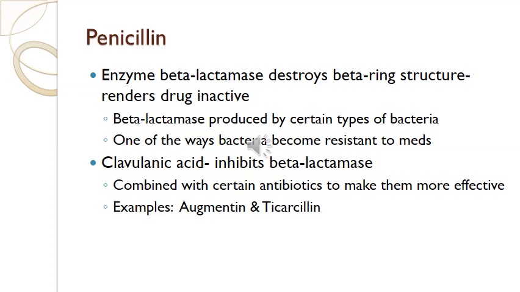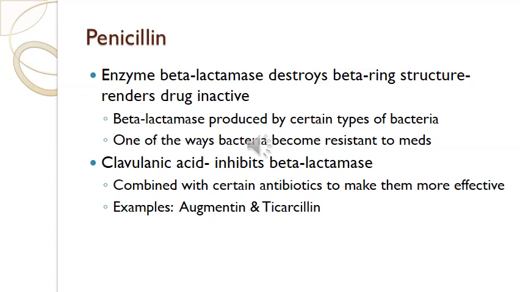Again, talking about the beta-lactamase, this is what destroys the structure of the penicillin and renders it inactive. And this is one of the ways that bacteria mutate and become resistant to this type of med. One thing that gets added to a lot of antibiotics is something called clavulanic acid, which inhibits beta-lactamase. So with certain types of antibiotics, they will combine this with it to make the antibiotic more effective and to strengthen it.